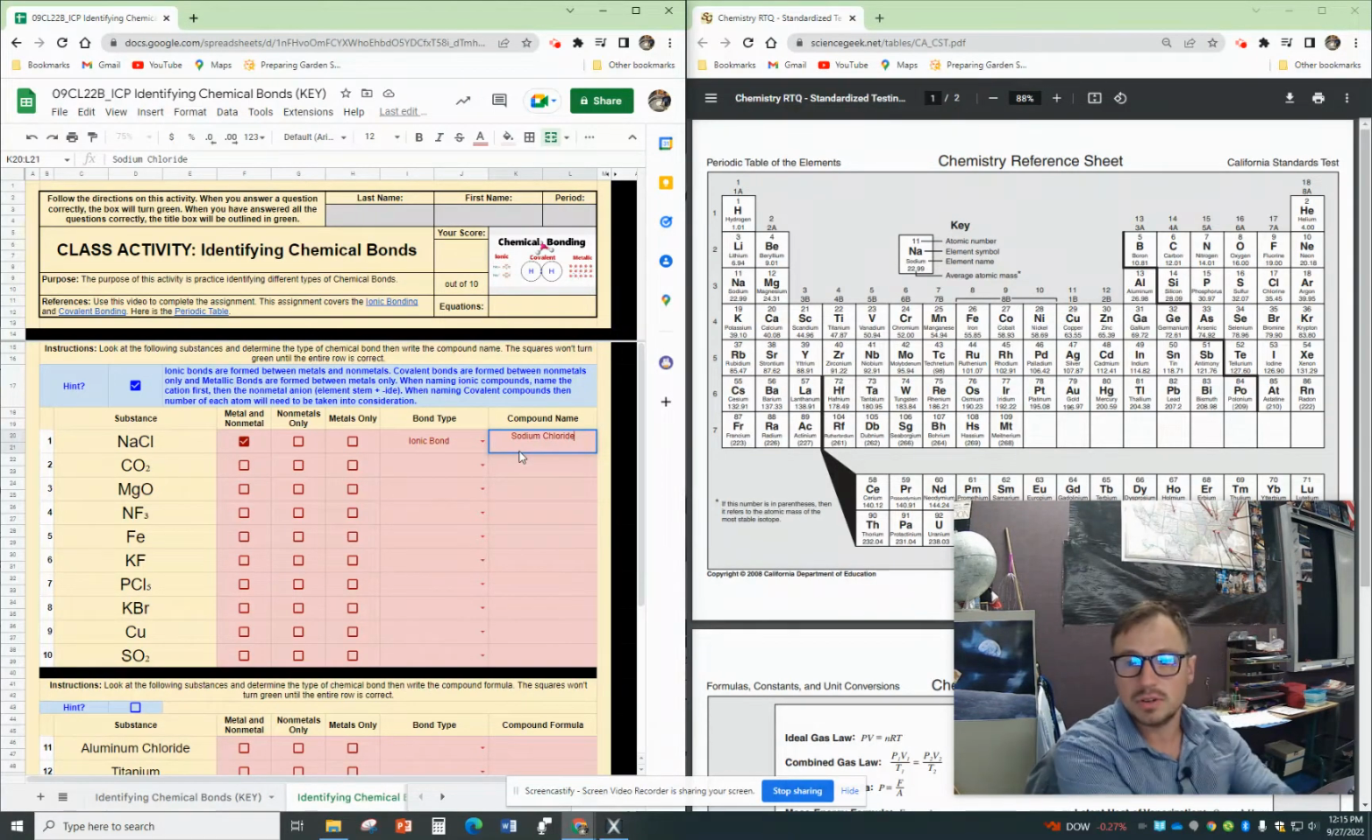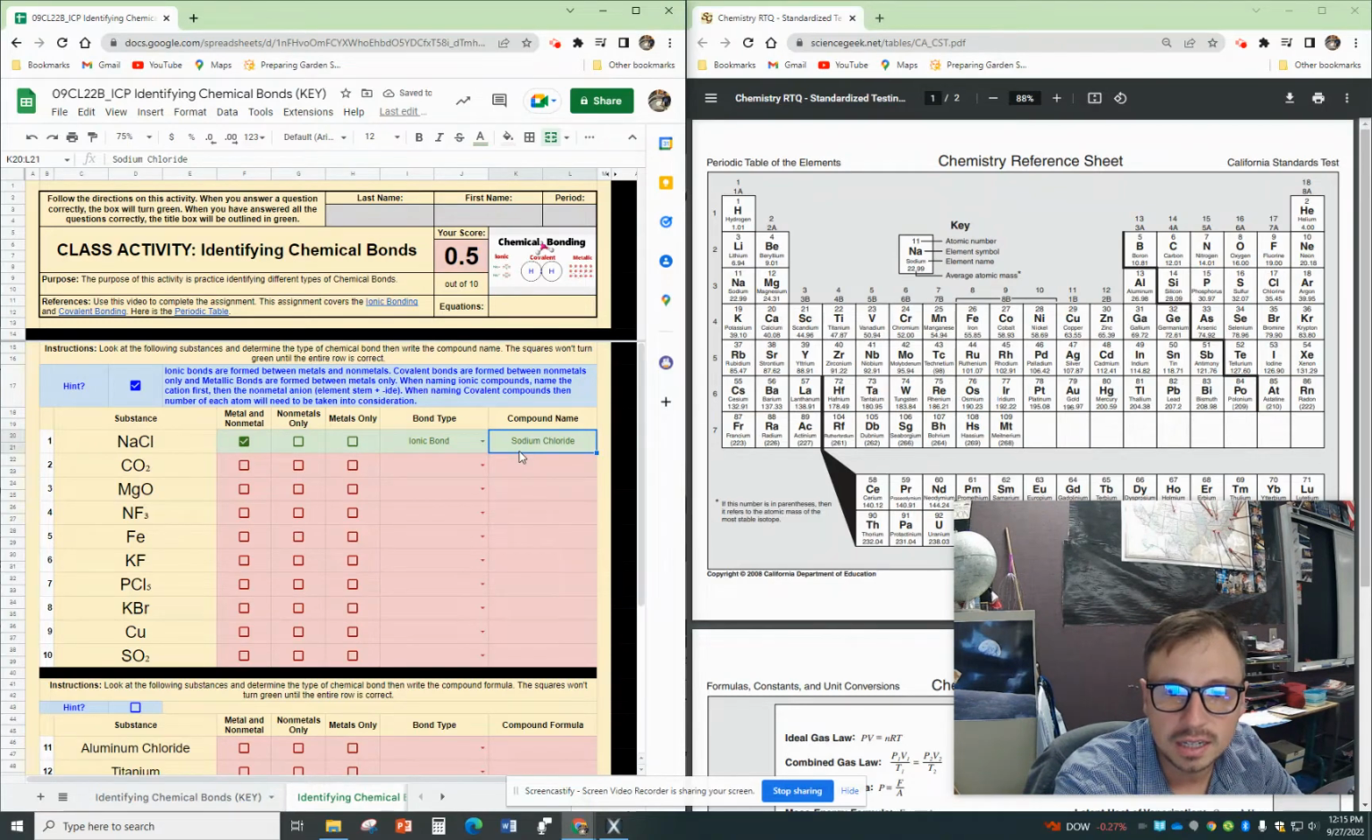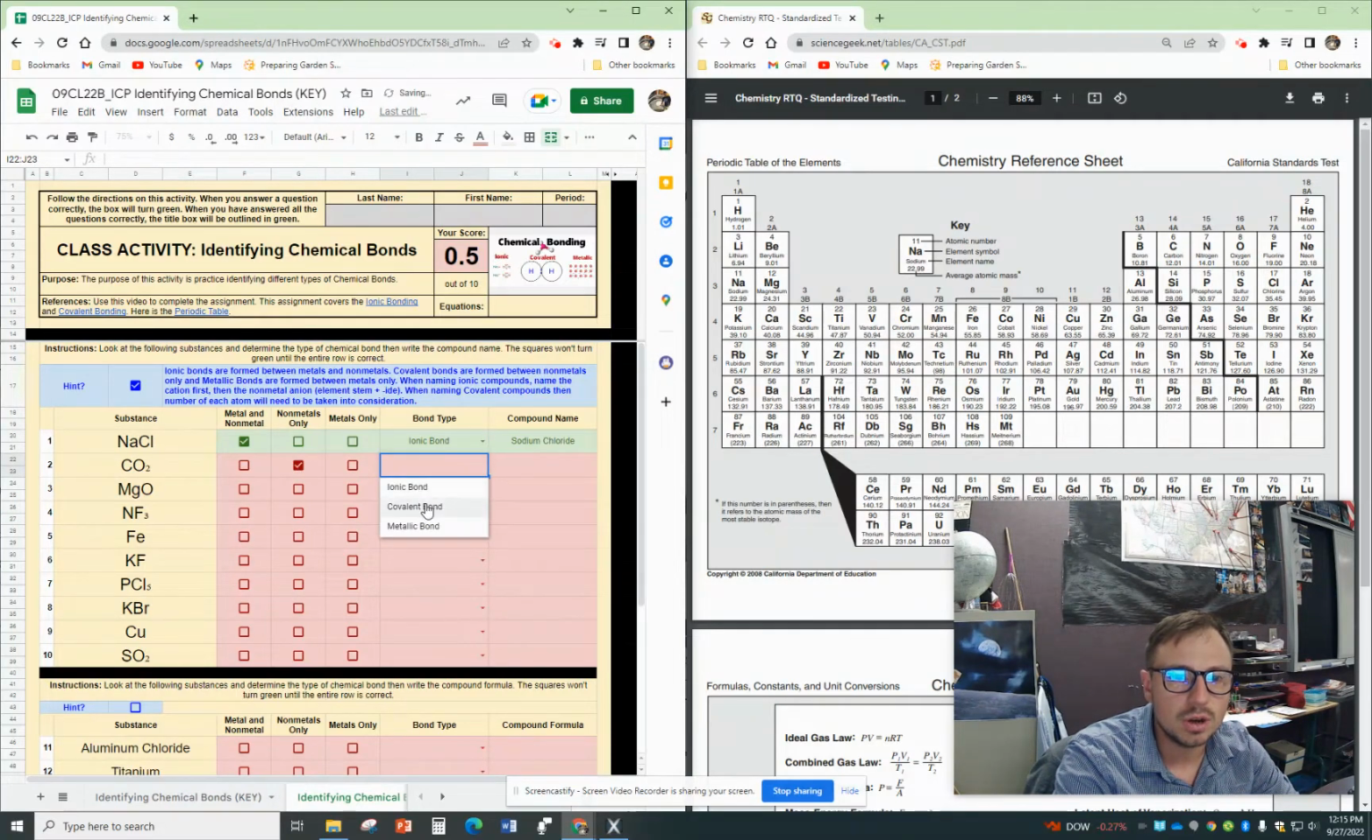So you just write the positive cation, and then for the anion, you drop the ending and add "ide." Okay, so let's do another one. Let's do the second one. So carbon and oxygen. I look up here, carbon is number 6, oxygen is number 8. Those are between two nonmetals, so this is going to be a covalent bond.